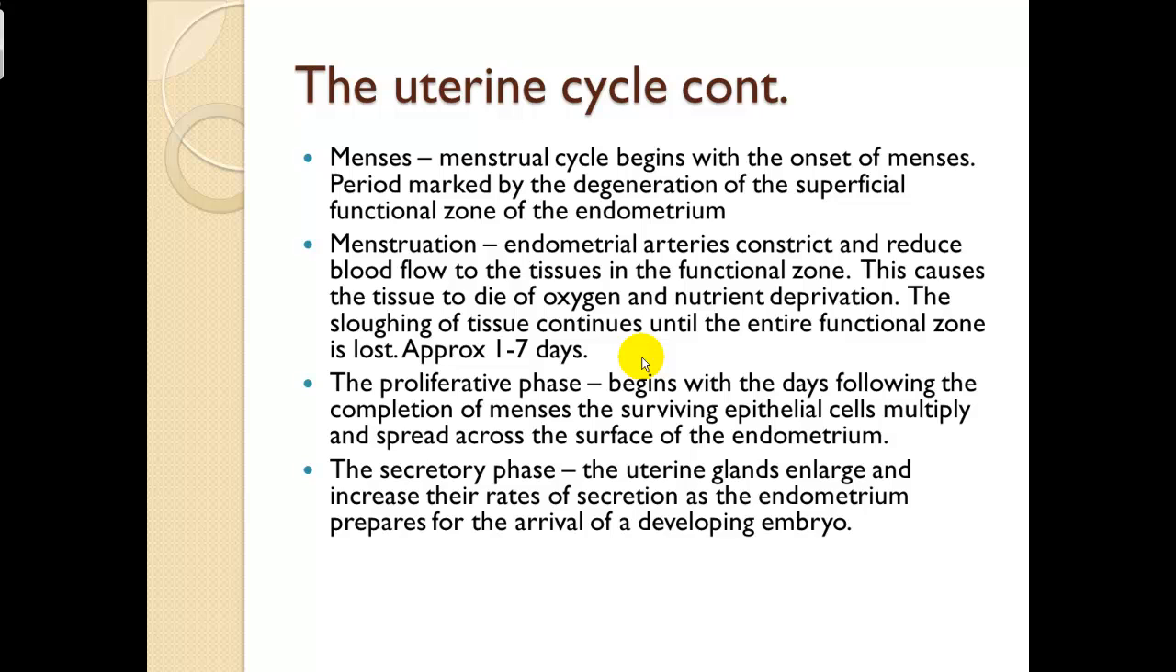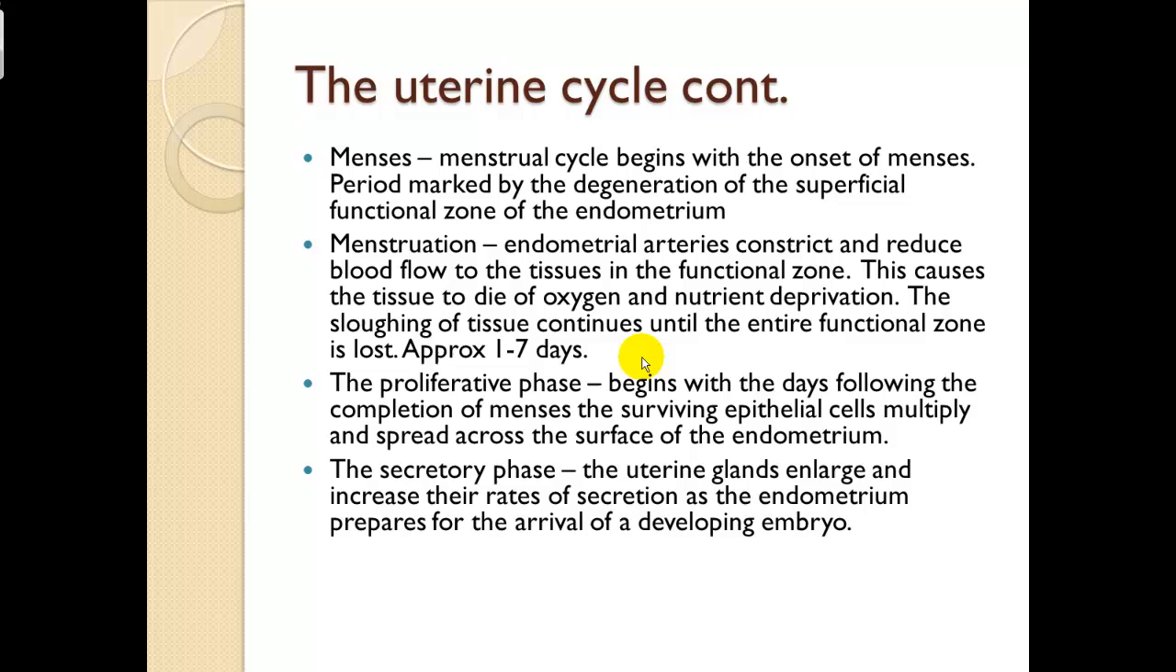Uterine cycle continued. Menses. The menstrual cycle begins with the onset of menses. This period is marked by degradation of the superficial functional zone of the endometrium, or the lining of the uterine wall. Menstruation. Endometrial arteries constrict and reduce blood flow to the tissues in the functional zone. This causes the tissues to die of oxygen and nutrient deprivation. The sloughing of the tissue continues until the entire functional zone is lost, and that's approximately 1 to 7 days.